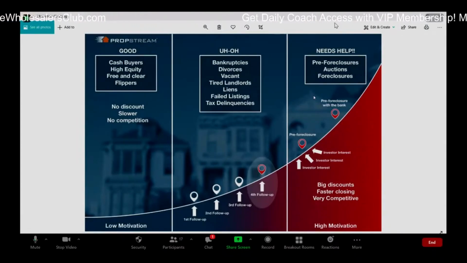Does that mean I'm out of luck? No, it does not mean out of luck. I just have to be a little bit more cunning. So list stacking is important, but list suppression is equally as important. So if Justin is in the need help category and he's dominating the pre-foreclosure auction and foreclosure industry, then I need to edge him out. And remember, I said, people don't go from good to need help overnight. There's usually a smoke that's indicating a fire is about to start. And that's the uh-oh category.